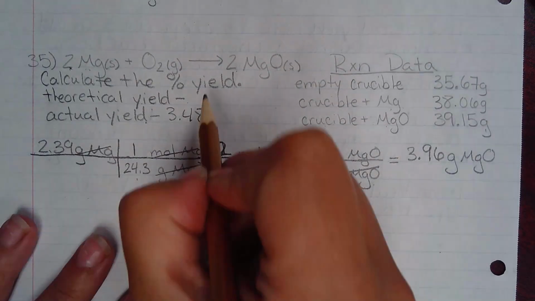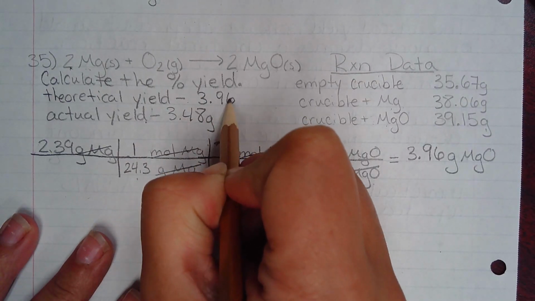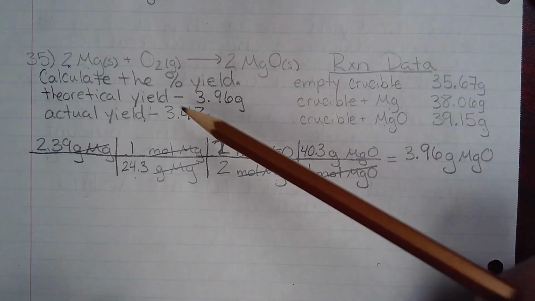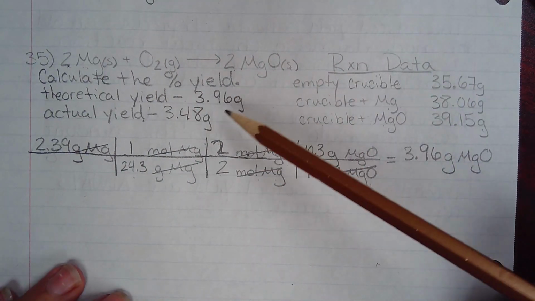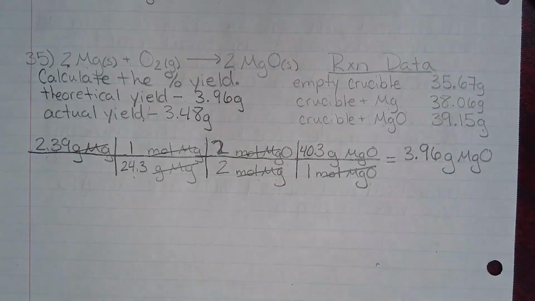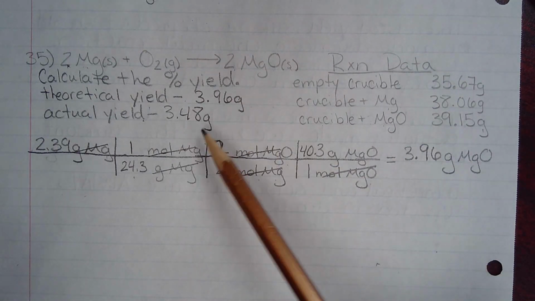Okay, that is our theoretical 3.96 grams. That is our theoretical yield. Notice that when we talk about yield, it's always in grams. That's the biggest difference between what's the amount of product made and what's the yield. The yield is always in grams.